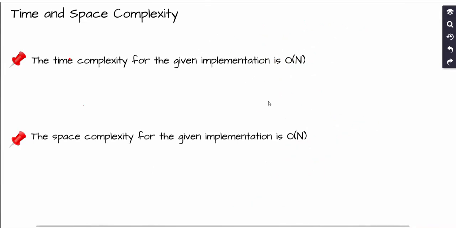We can see that we are iterating over the target array exactly once. The time complexity becomes linear, that is big O of n, and the space complexity is also linear because here I'm using a stack data structure which is a linear data structure. Fine. So that's the time and space complexity. Let's jump to the implementation part.